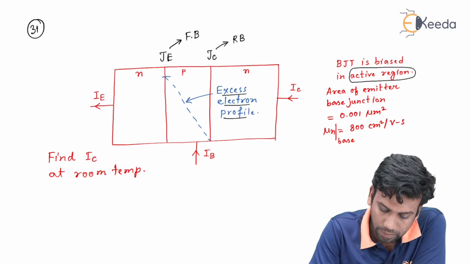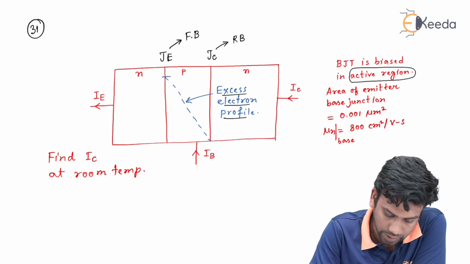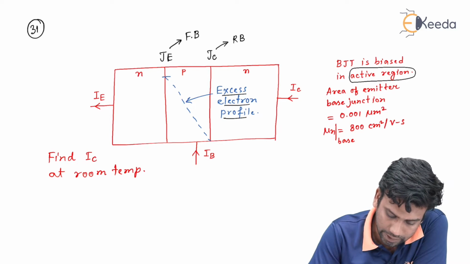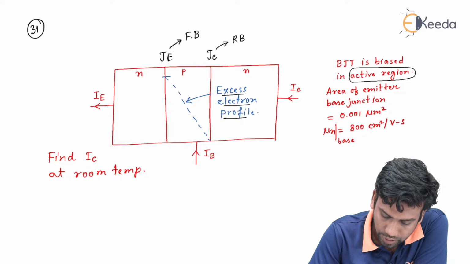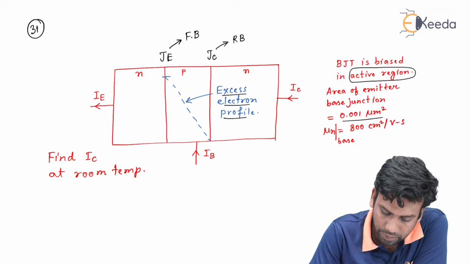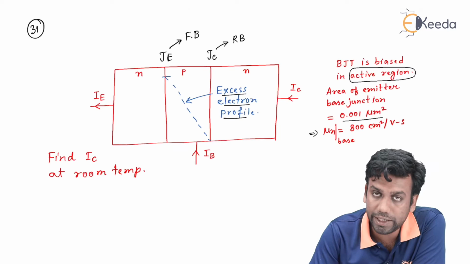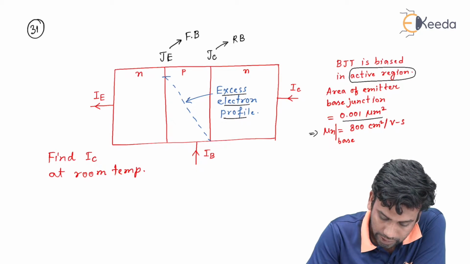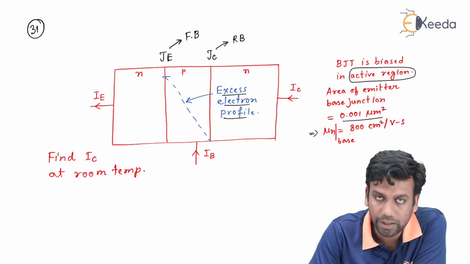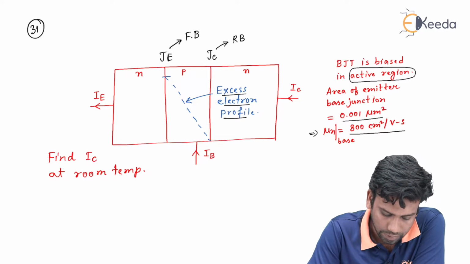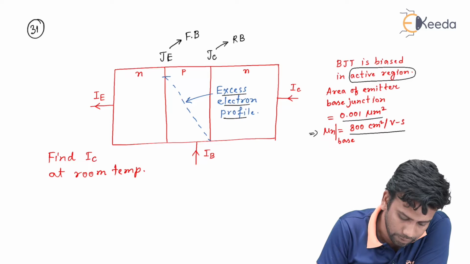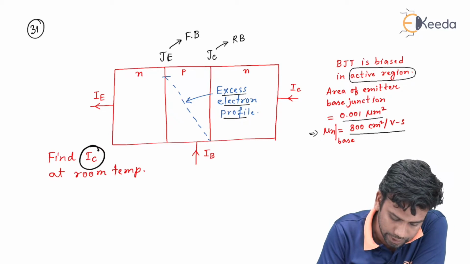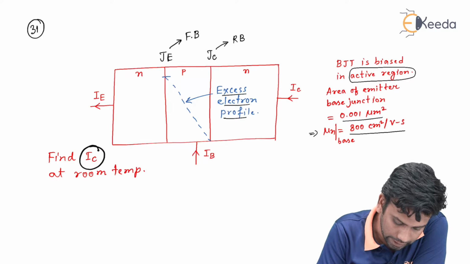Now the area of the emitter base junction is given as 0.001 micrometer square. The mobility value of the electron inside the base is 800 centimeter square per volt second. So we have to find the value of IC, that is the collector current, at room temperature, meaning 300 K.